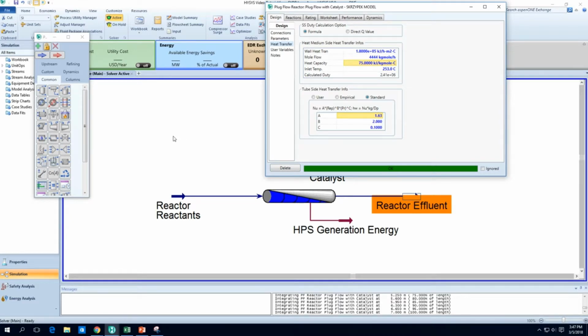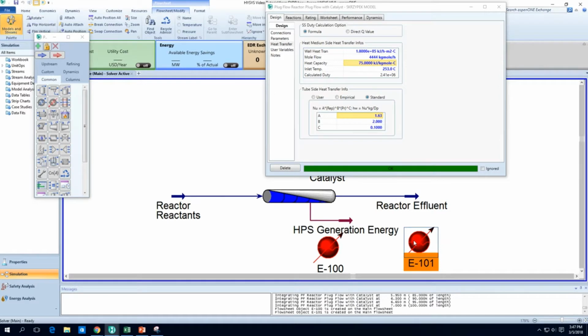Now, how large? Well, you'll need to do some simple calculations first. Okay, let me delete that. That was unintended. So basically, I want to find out some latent heat of vaporization of steam.